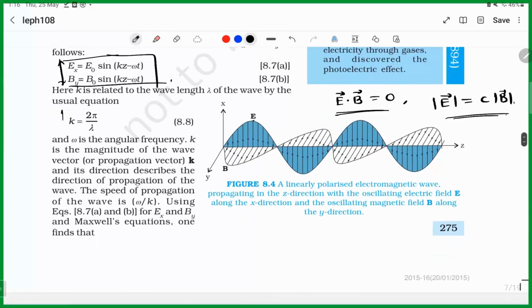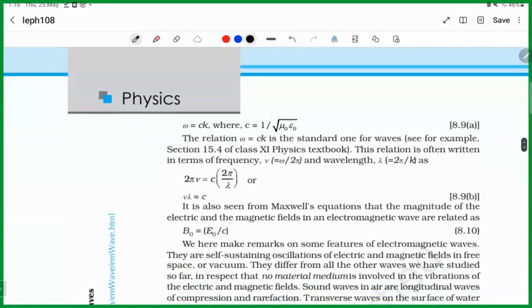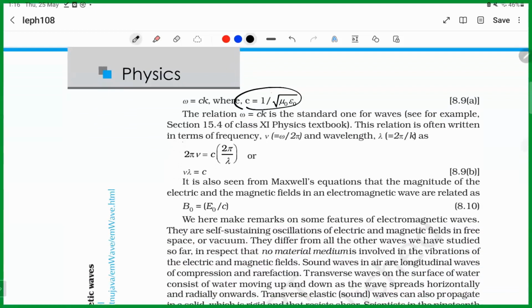And then this is a formula that's probably already done in waves and sound. This is basically how k, the propagation vector, is related to wavelength. Here is another important formula: c is equal to 1 by root of mu naught epsilon naught. Mu naught and epsilon naught are the permeability and permittivity of free space, and c is the speed of light. In a medium, this becomes 1 by square root of mu epsilon.